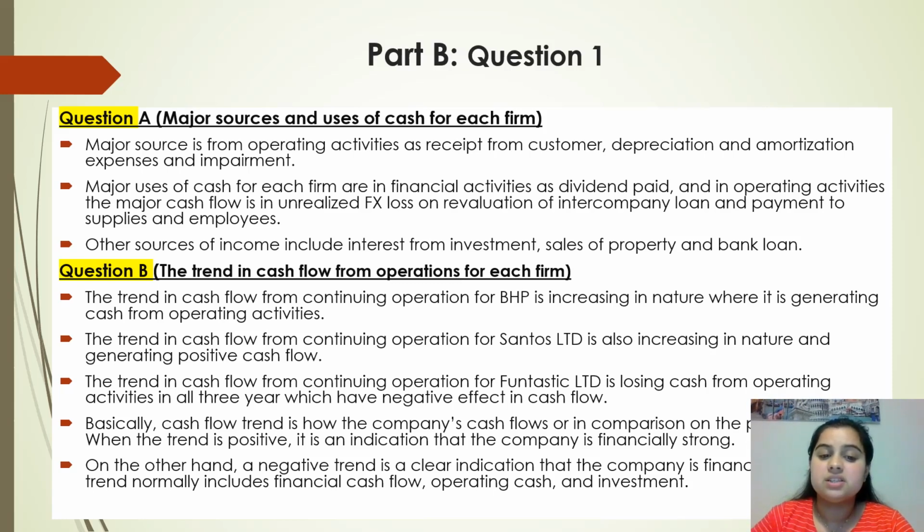Basically, cash flow trend is how the company's cash flows are in comparison to one another. When the trend is positive, it is an indication that the company is financially strong. On the other hand, a negative trend is a clear indication that the company is financially weak. The trend normally includes financing cash flow, operating cash flow and investment cash flow.